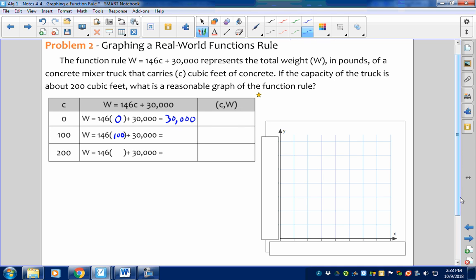So now we're going to plug in 100. 146 times 100 is 44,600, right? We're plugging in 100 for C in this equation up here. Can you see that?